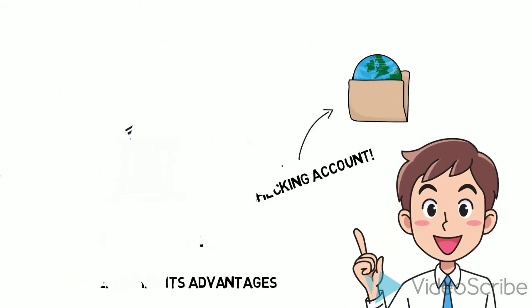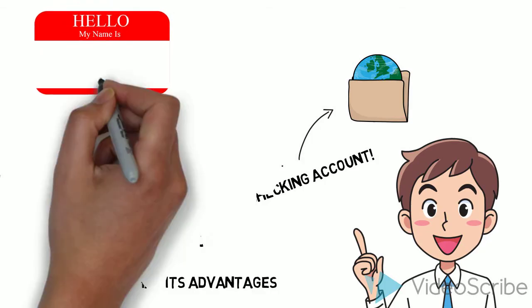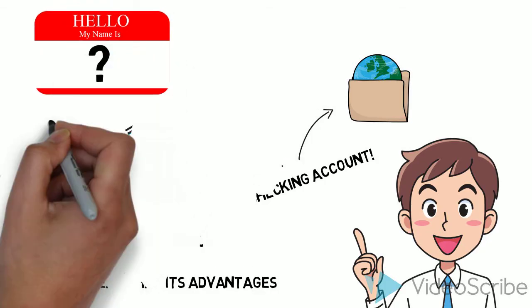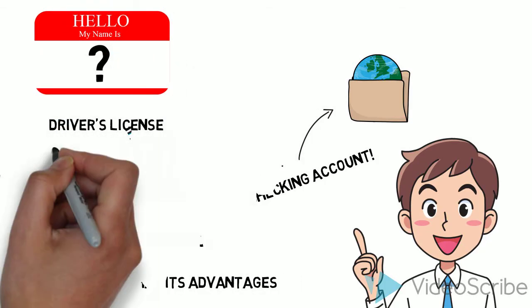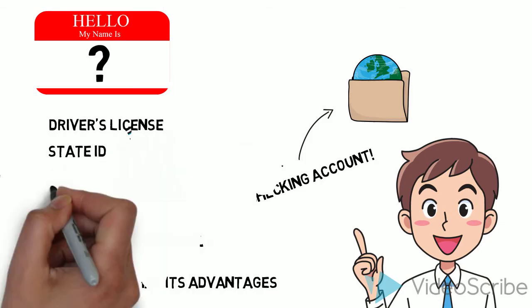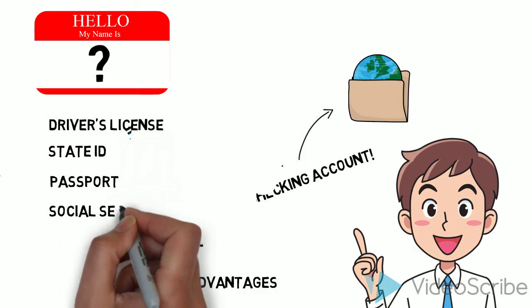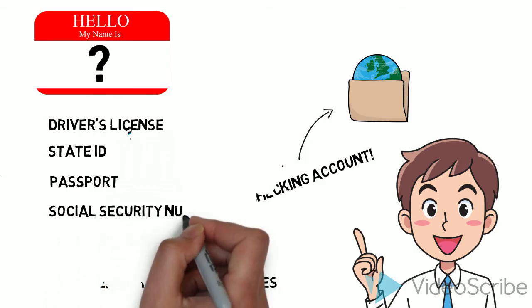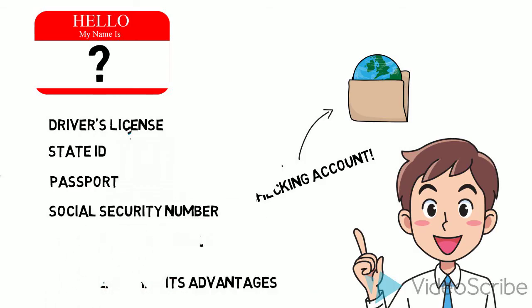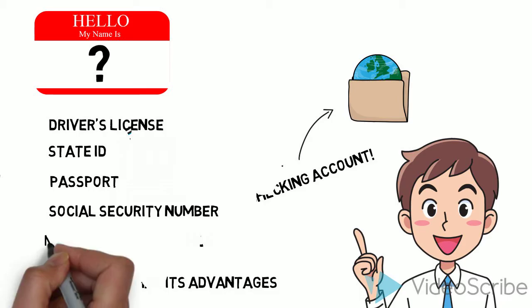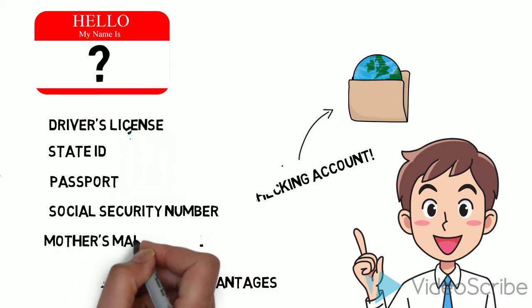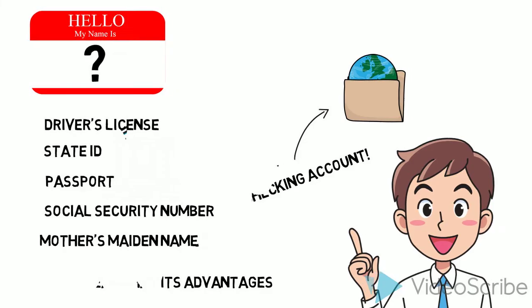The first thing you'll need in order to open a checking account is some identifying document. That means either your driver's license, a state ID, or a passport. You will also need to provide your social security number. Banks don't need to see your actual social security card, so as long as you remember the number, you'll be okay. Many banks will also ask for your mother's maiden name.